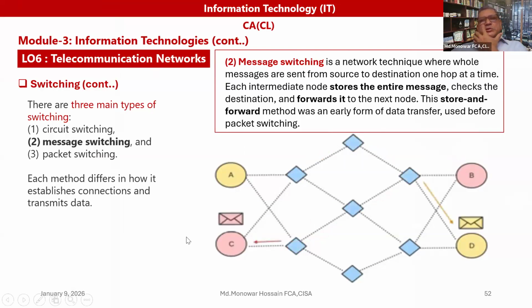Each intermediary node stores the entire message, checks the destination, and forwards it to the next node. This store and forward method was an early form of data transfer used before packet switching. So we'll see packet switching. Before packet switching was invented, message switching was popular.